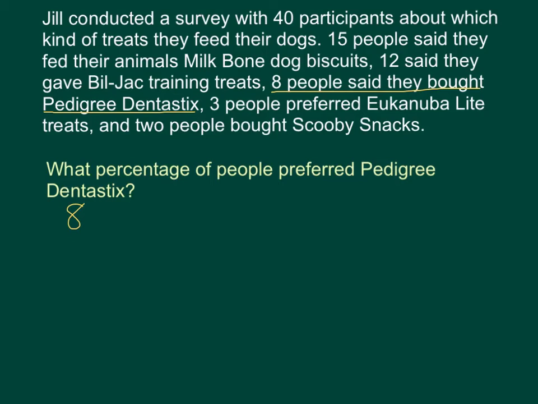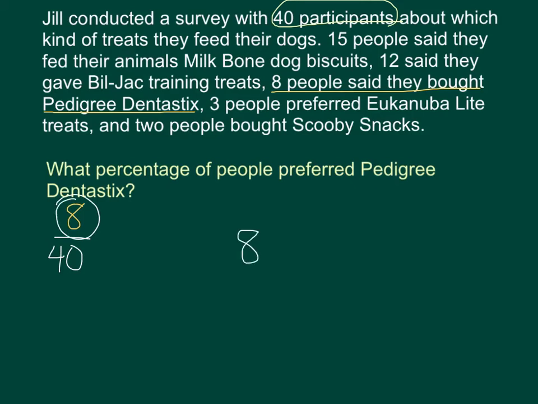Remember, we find this by first starting out with a fraction. We have 8 out of how many people? So then we go back up into our problem and find that we had 40 total participants in the survey. So that would be 8 out of 40 total people preferred Pedigree Dentastix. Now we can go ahead and continue with our problem by setting up a division problem and making that into a percentage. So now we'll go ahead, remember the 8 is our dividend.